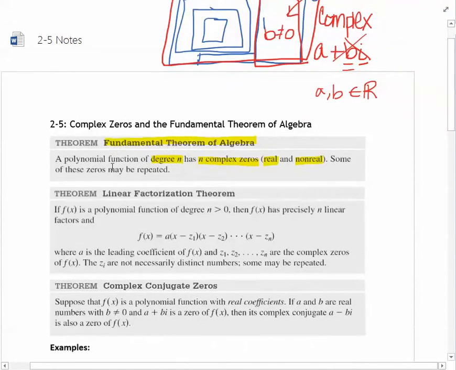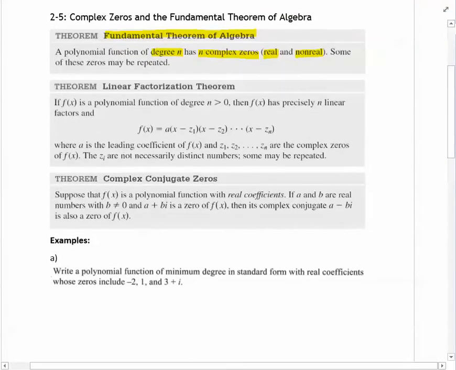Anyways, if it's a real 0, we'll see it because that will be an x-intercept. If it is a non-real 0, it is not an x-intercept. We can't see things that are imaginary graphed on the x-axis, for example. Now this does include that zeros can be repeated, so remember multiplicity.